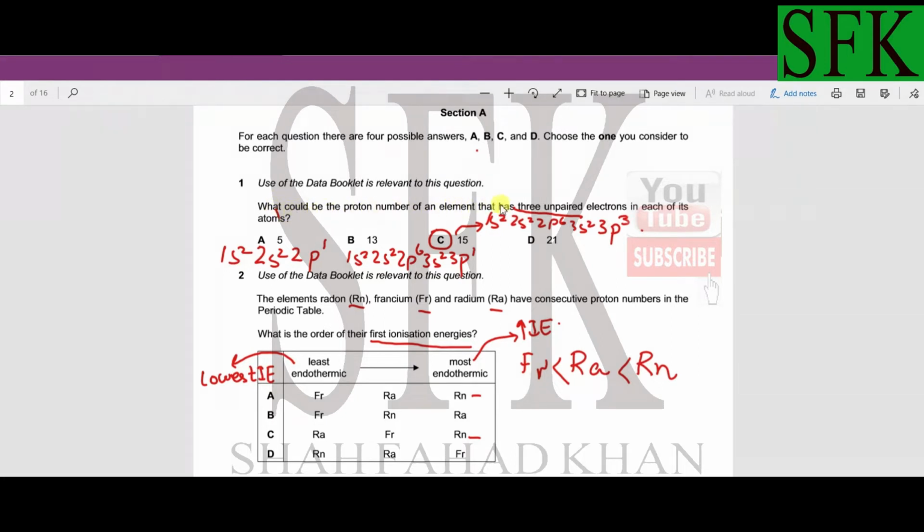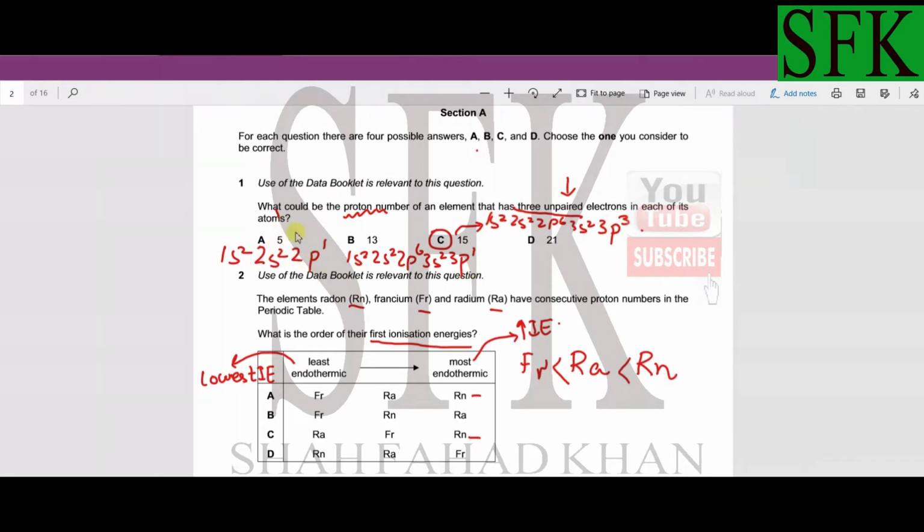What could be the proton number of an element that has three unpaired electrons? Okay, electrons are unpaired, means they are singly arranged in each of these atoms. All you need to do over here is to find out whether the electrons are unpaired or not. Since these are atoms, the number of protons and electrons are equal. Just write down the electronic configuration and you'll get an idea.